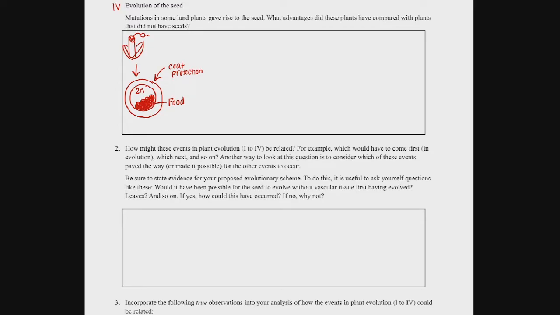Okay, so this seed is 2N. It gets its own food, and it gets its coat protection. So you can kind of think of the seed as a little guy with a packed lunch and a raincoat, and they're just set in the world to make it on their own. And so the advantage is that it's a more advanced state of development. And the larger food store allows for longer periods of dormancy. It supports early growth phases following that germination.